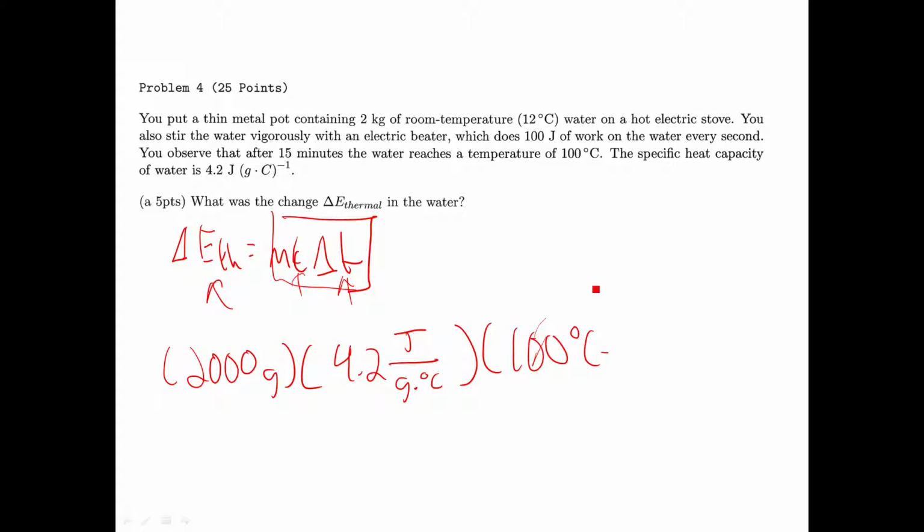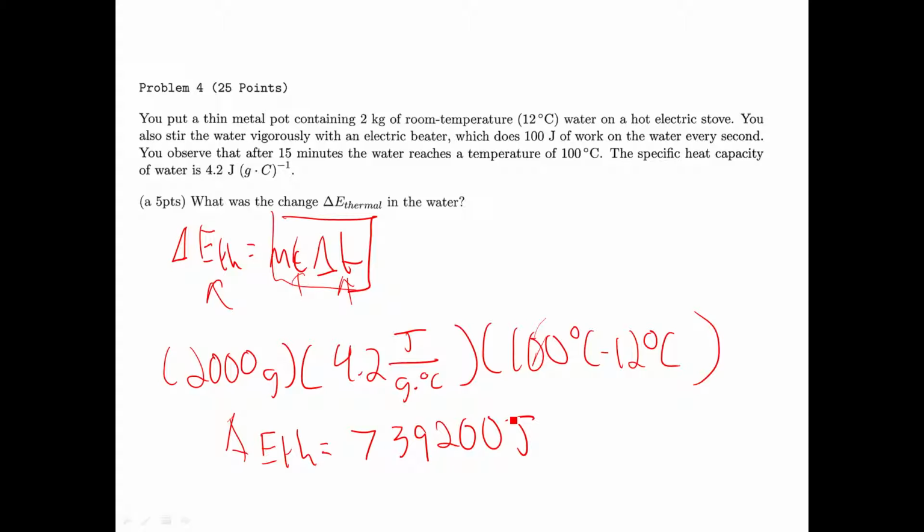So this problem breaks down. It's pretty simple, really easy, and you get delta E thermal is equal to some really big number, 739,200 joules, right? That's our answer.